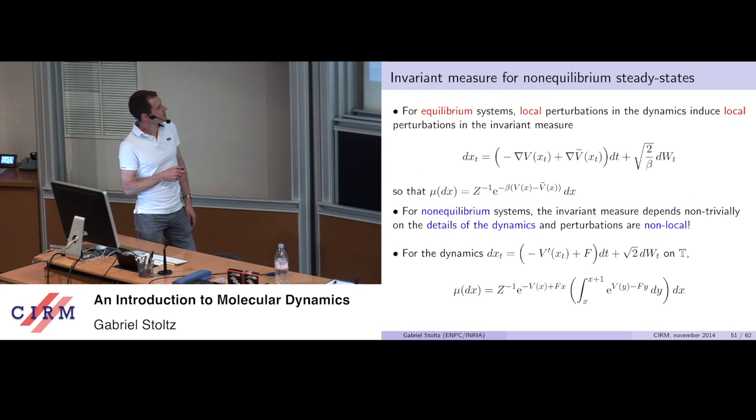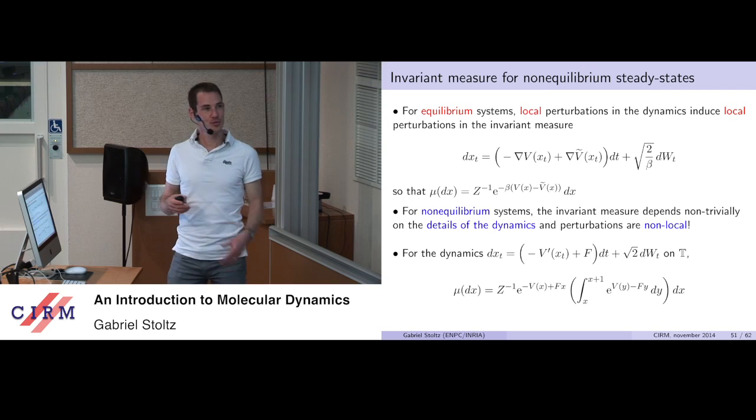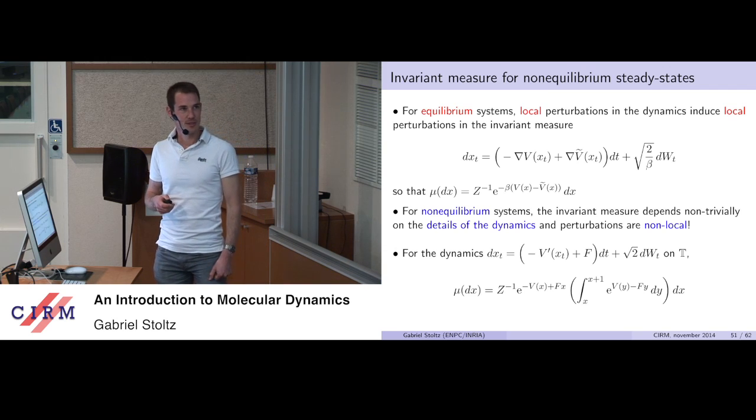Right, so maybe let's first warn you that non-equilibrium steady states are much more complicated than equilibrium dynamics. The reason is that there are long-range correlations and you cannot really perturb the system locally. If you do something on the system, you can perturb it everywhere. So for an equilibrium dynamics like this one, if I modify the bias a little bit by adding a gradient V tilde term here, I know how I change the invariant measure. I simply replace V by V minus V tilde.